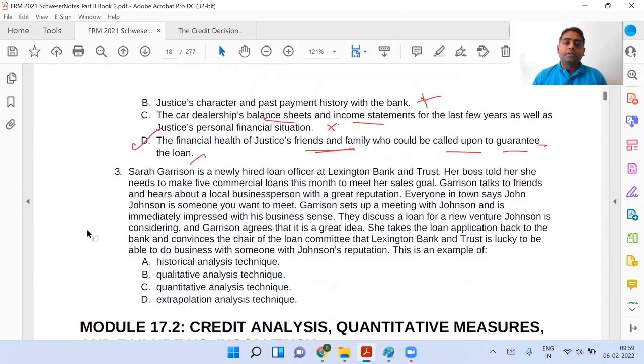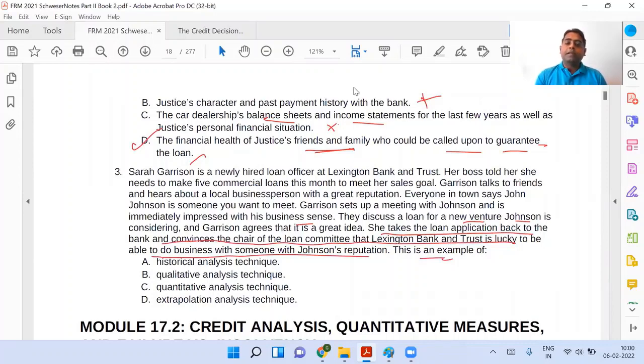Sarah is a newly hired loan officer in the bank, and her boss told her that she's going to have to talk to friends and hear about local businessmen with a great reputation. Everyone in the town says that someone is the one to meet, impressed with the business sense. They discussed a loan on a new venture Johnson is considering and she agrees it's a great idea. She takes the loan application back to the bank and convinces the chair of the loan committee, lucky to be able to do business with him. So this is an example of what?